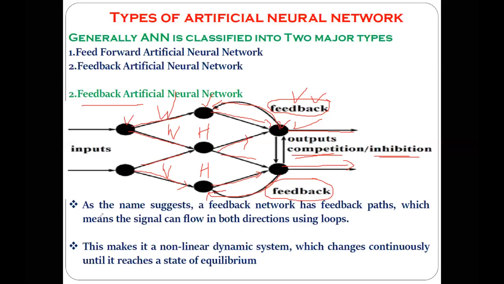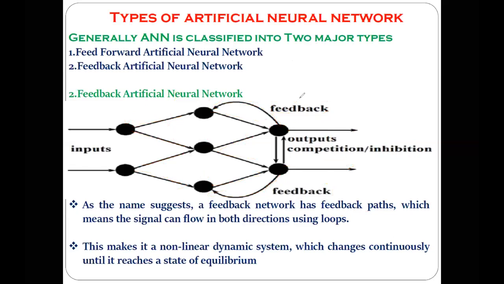Now, as the name suggests, a feedback network has feedback paths. These are the feedback paths you can easily see here. Like this, the signal can flow in both directions using loops. Now, a loop is forming here. Understood? It means the signal can flow in the forward direction also, and the signal can flow in the backward direction also.